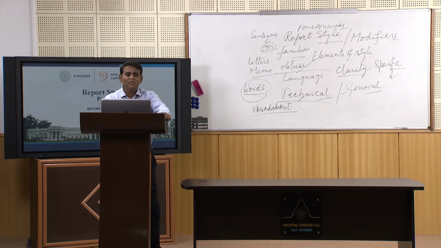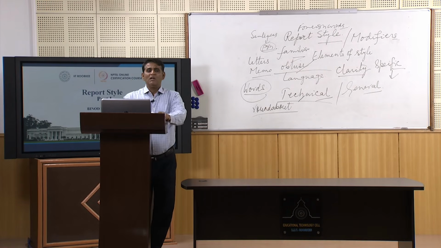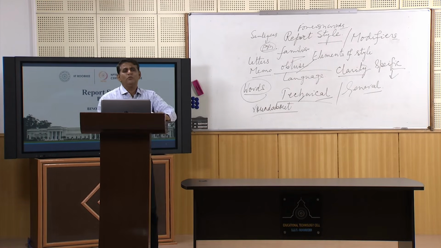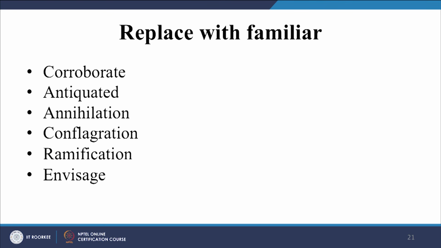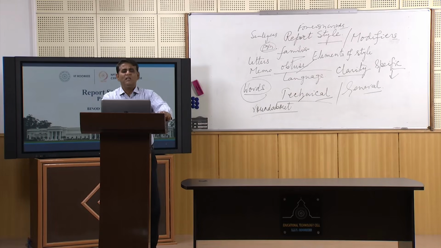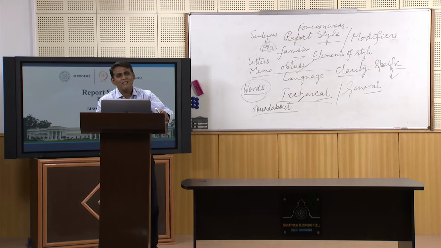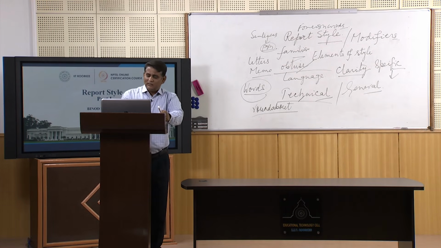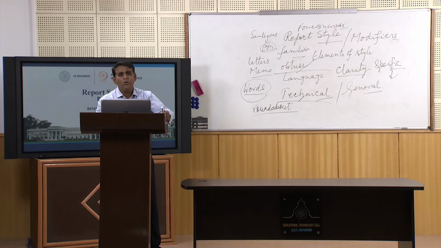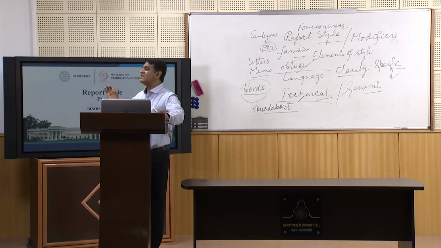For example, here you can see words like corroborate. Why don't you use prove instead of corroborate? Antiquated, you are talking about something old, fine. Annihilation, better say destruction instead of saying annihilation. Conflagration, better to say fire than conflagration. Ramification, say result, don't say ramification. Envisage, think, all this. There are certain ways by which you can make your task easier.